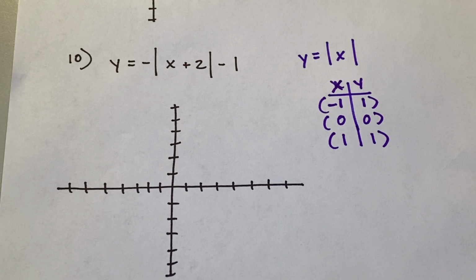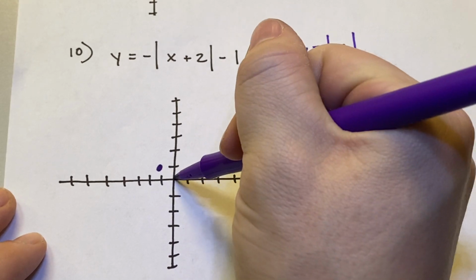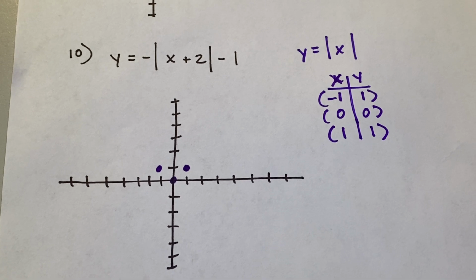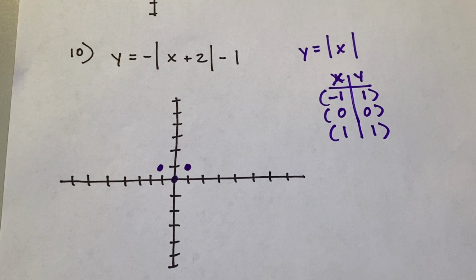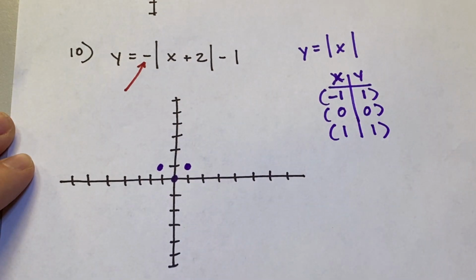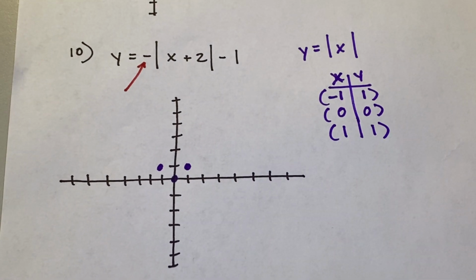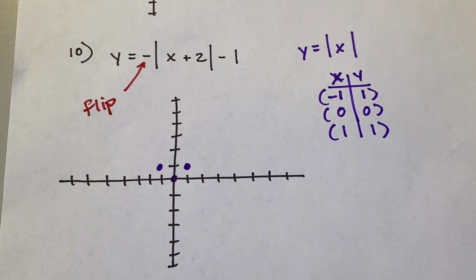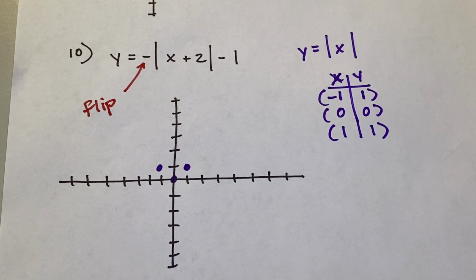Okay, so now we can take these parent function points and put them on our graph: -1, 1, 0, 0, 1, 1. Do not connect them yet, because here is our first transformation that we need to talk about. Brand new transformation, and it has to do with this guy right there. When we see a negative out front, this means we're going to flip it. It started out as a V, absolute value, opening up. Now what's it going to do? Flip.